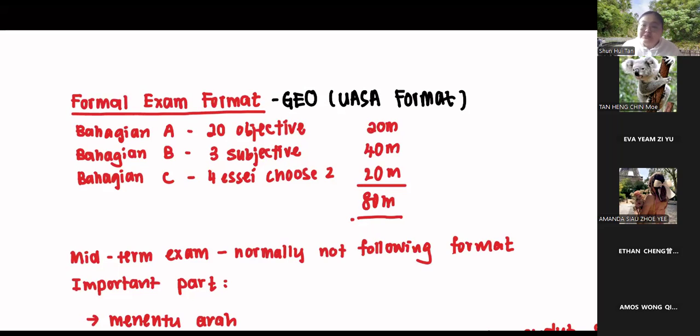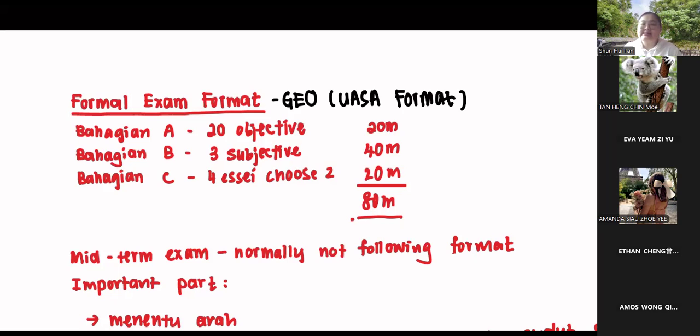The first part is 20 objective questions, followed by bahagian B, 3 subjective questions. It is compulsory to complete all the questions in bahagian A and bahagian B. Bahagian A is worth 20 marks, meaning one objective question is worth 1 mark. Then bahagian B has 3 questions with a total of 40 marks.